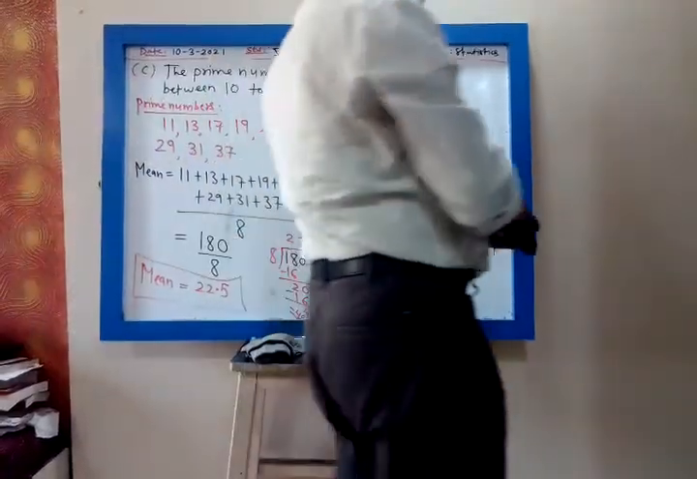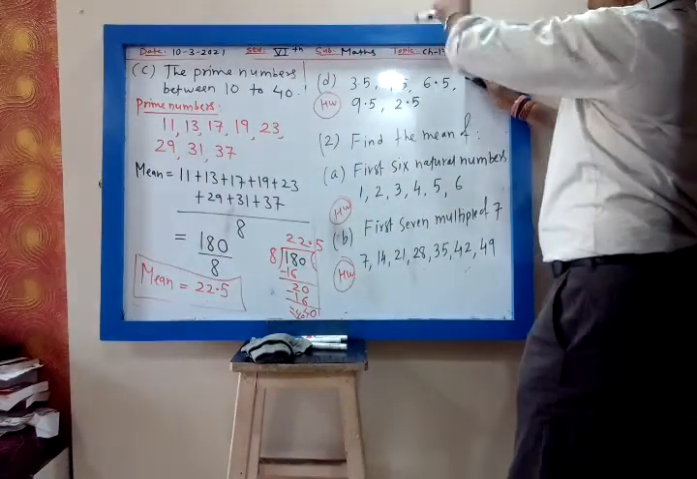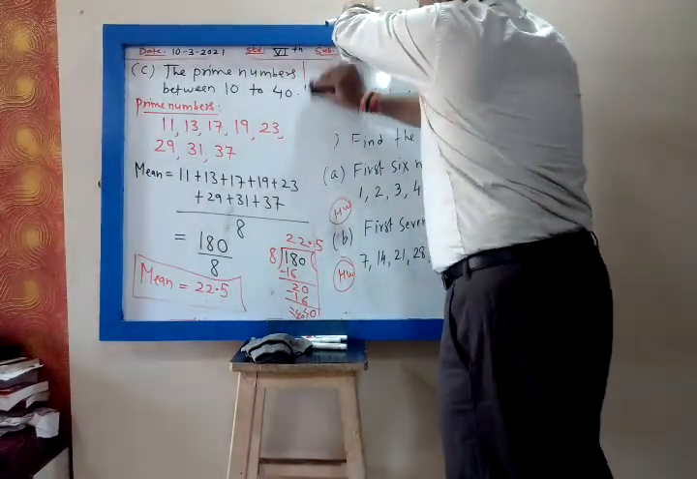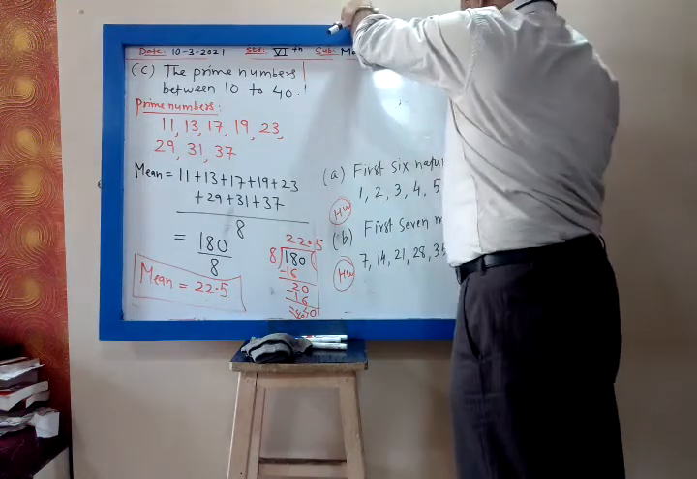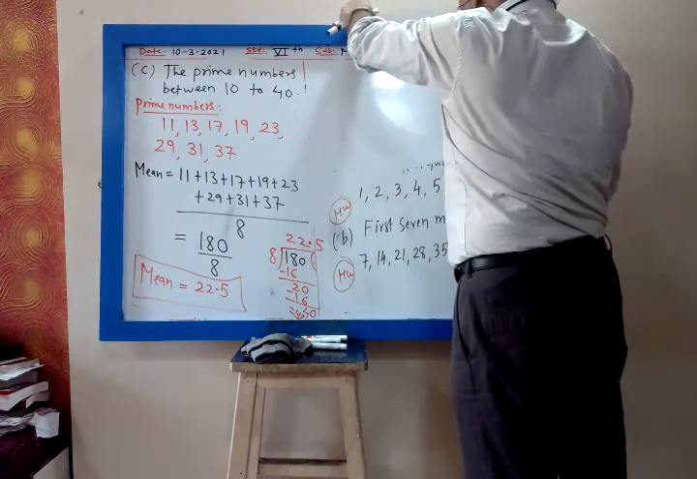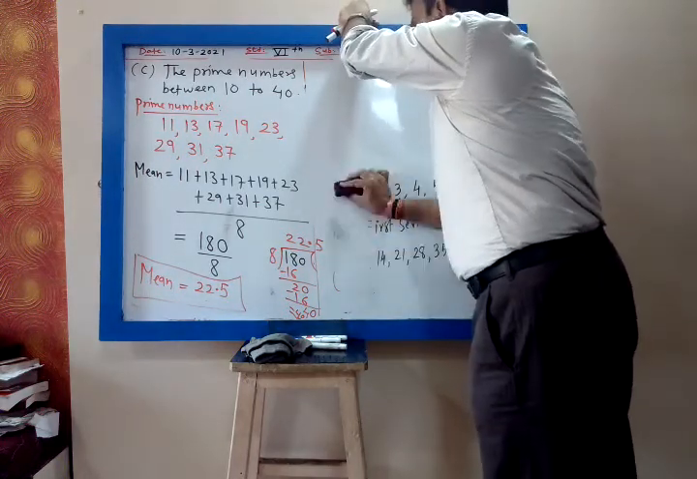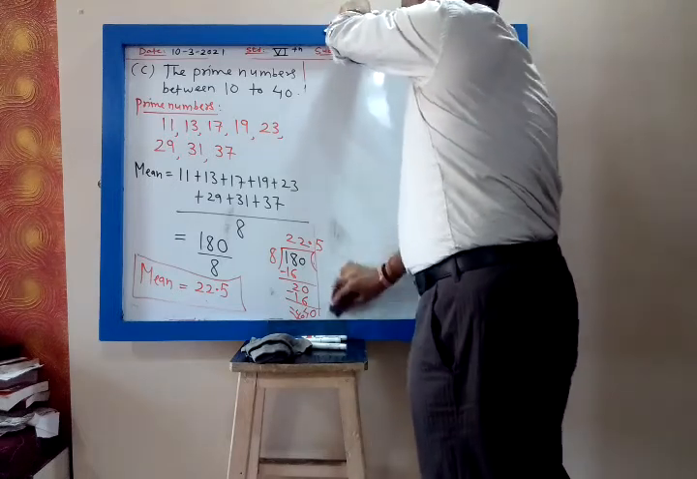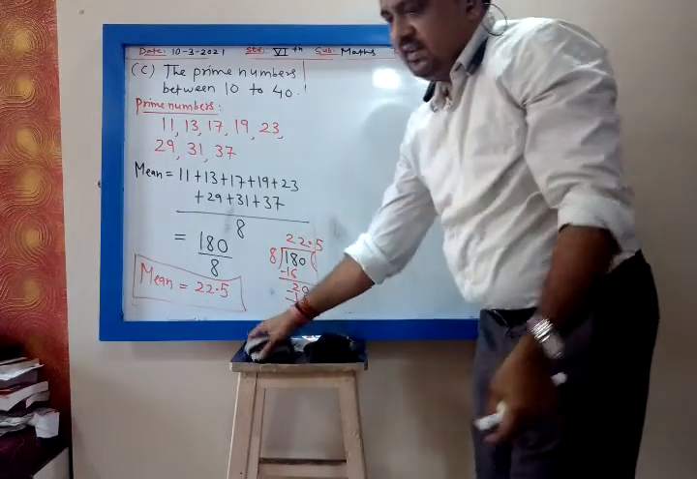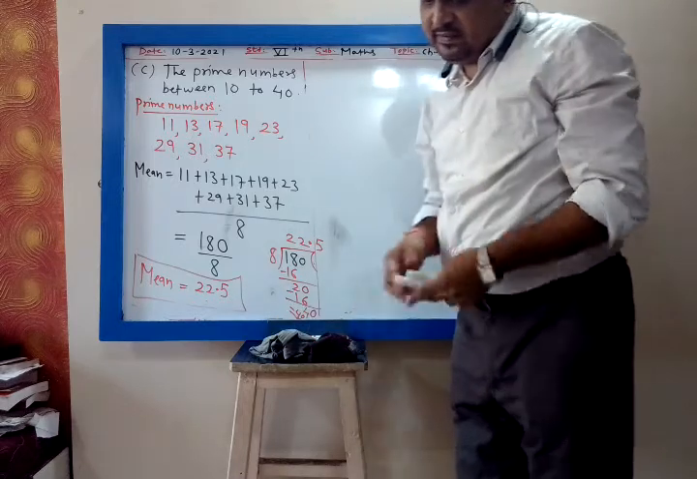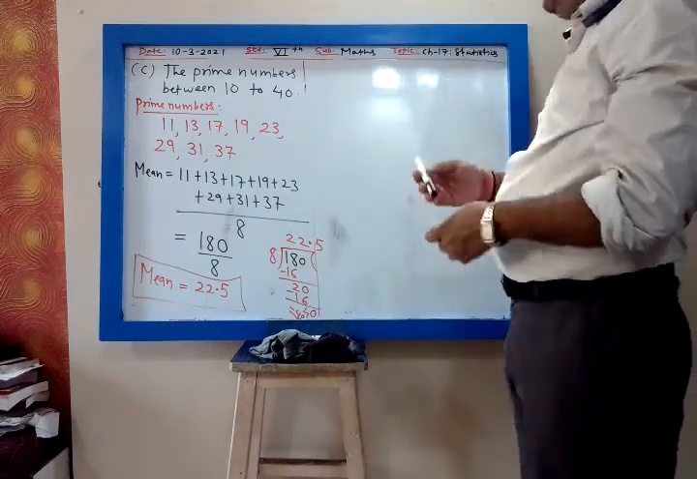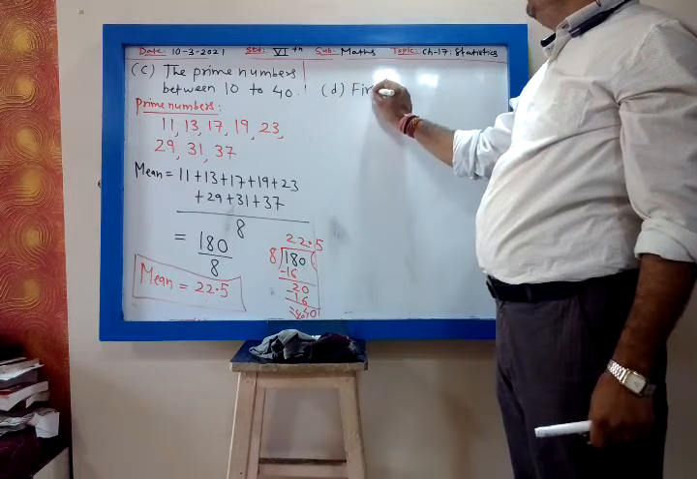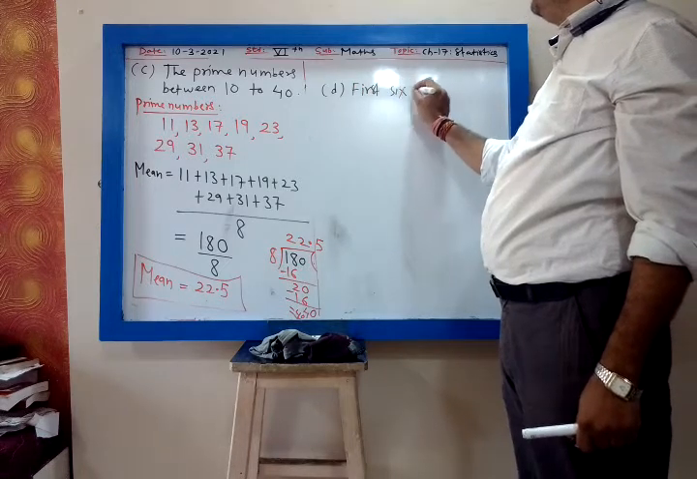Now D1. Mean value means you add all the values, divide by total number of values given. D1 is easy. First 6 odd numbers.